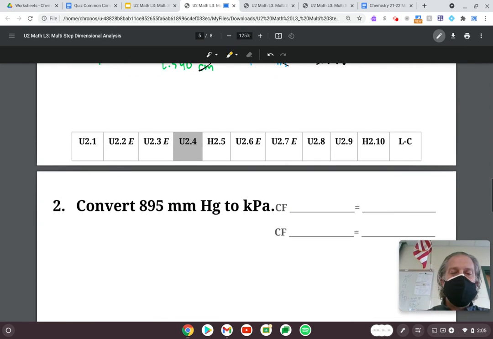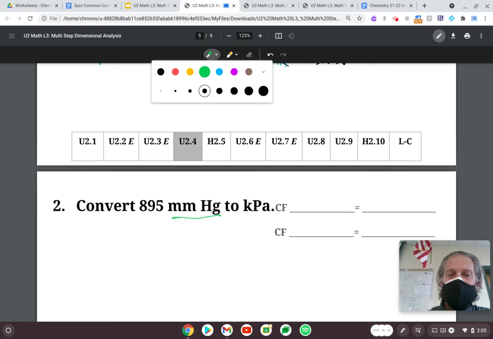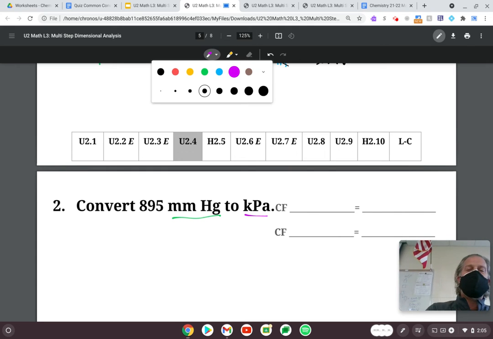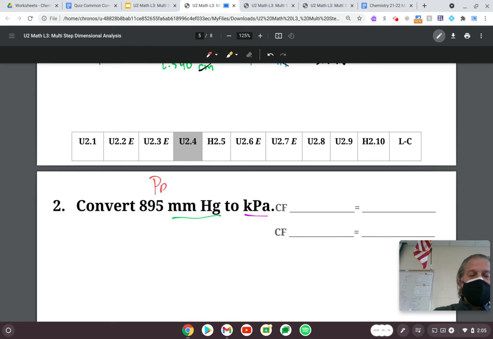Here I have something called mmHg and kPa. Now, you may not be familiar with mmHg, millimeters of mercury, or kPa, kilopascal, but I can tell you that these are measurements of pressure. Okay, so these are measurements of pressure. And in case you're wondering, pressure, what does that mean?